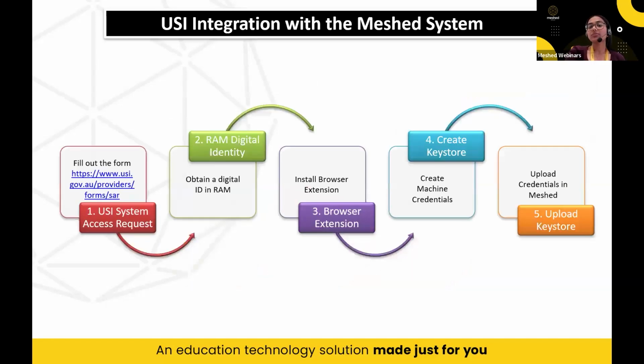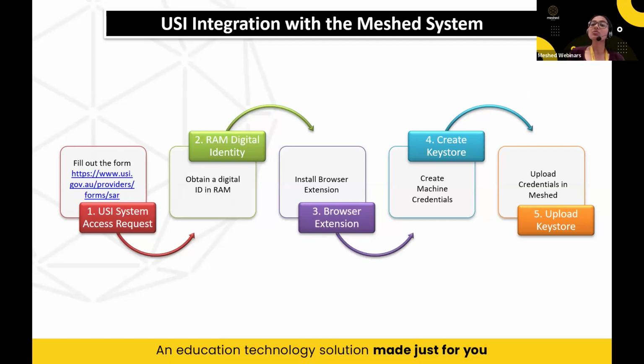So let's talk about this further in terms of USI integration. Before you can actually use the three features that I've talked about in the previous slide, it's important to set up the integration in the MESH system. Again, this is very broad information on how the setup should be done. As you can see, I have divided it into 5 steps here. Any client or any provider who is using the USI integration with the MESH system for the first time may need to start at step 1, which is the USI system access request form.